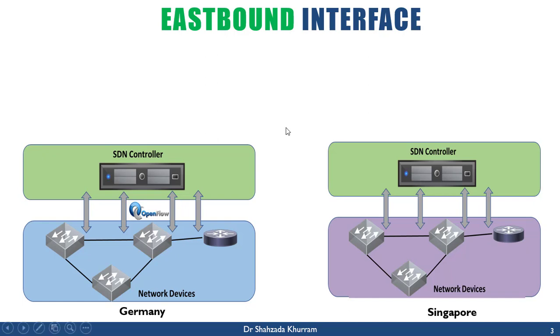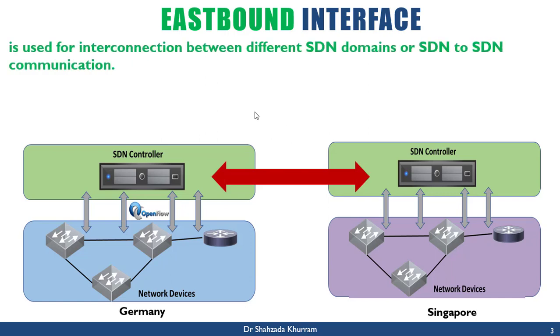So here, if we have to connect both SDN controllers to each other, then we use the eastbound interface. The eastbound interface is used for interconnection between different SDN domains, or SDN-to-SDN communication. In this way, in a multi-SDN controller environment, we can connect two or more SDN controllers through the eastbound interface.